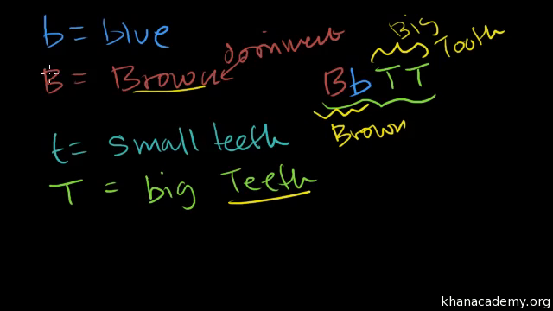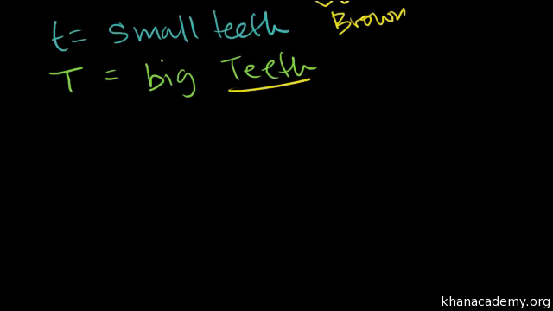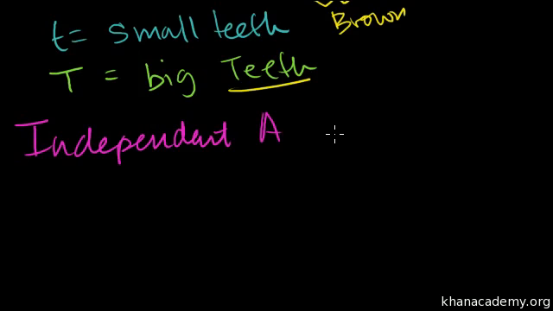Now, if we assume that the genes that code for teeth or eye color are on different chromosomes, and this is a key assumption, we can say that they assort independently. Let me write that down. Independent assortment. So this is a case where if I were to look at my chromosomes, let's say this is one homologous pair.